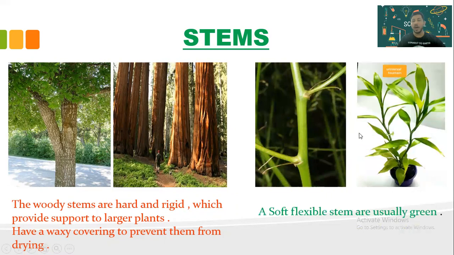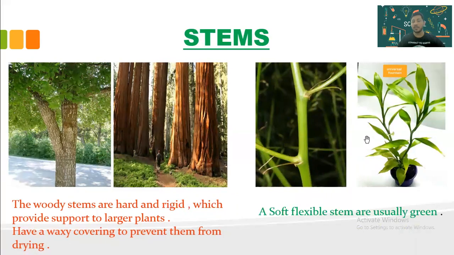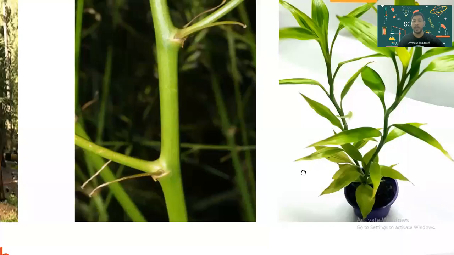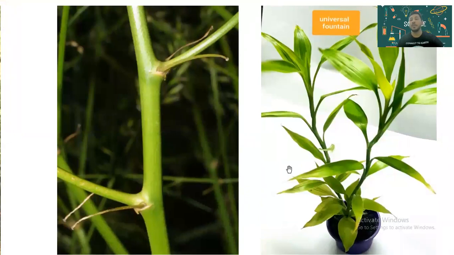The second type is a soft, flexible stem. They are usually green and they are flexible. They are flexible because they are thin, they are not very strong like the other ones. So they can be flexible. If the wind comes, they just bend and come back again. So they can bend easily without being broken.